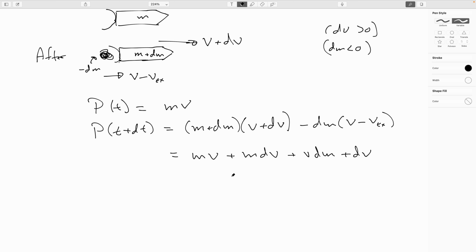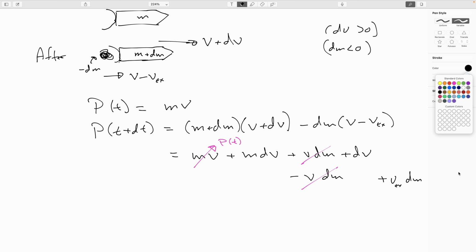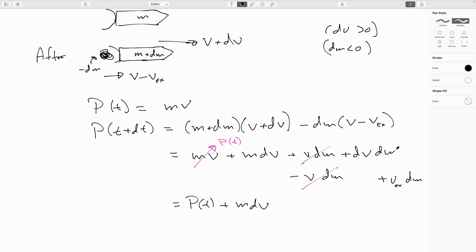I'll distribute here. So I'll have minus v dm. I'm just putting that right there. And plus v exhaust times dm, just multiplying those through. So putting that all together, the pieces with the v dm pieces cancel. And this piece here is the momentum at time t. So I can rewrite this as momentum at time t plus mdv. I'm sorry, dv dm here.